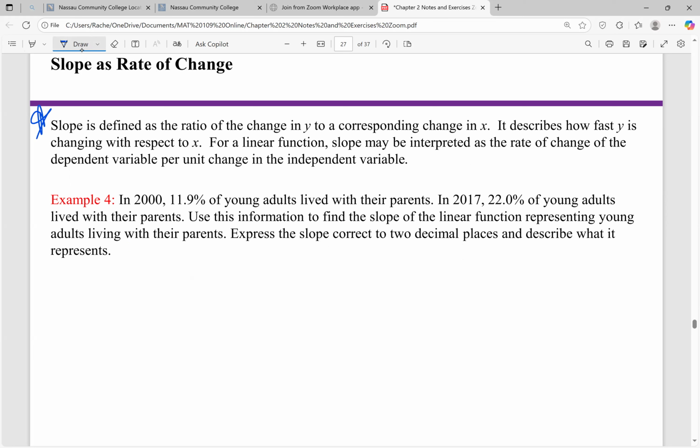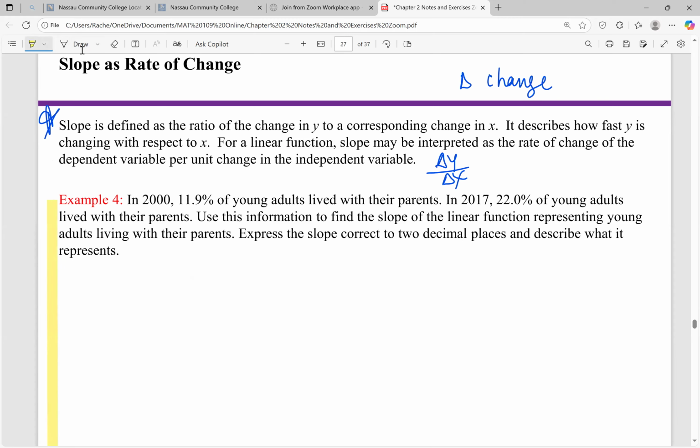So for a linear function, slope may be interpreted as the rate of change of the dependent variable per unit change in the independent variable. So we could think of it as the change in y with respect to the change in x. So this little symbol just means change. So let's look at example 4.